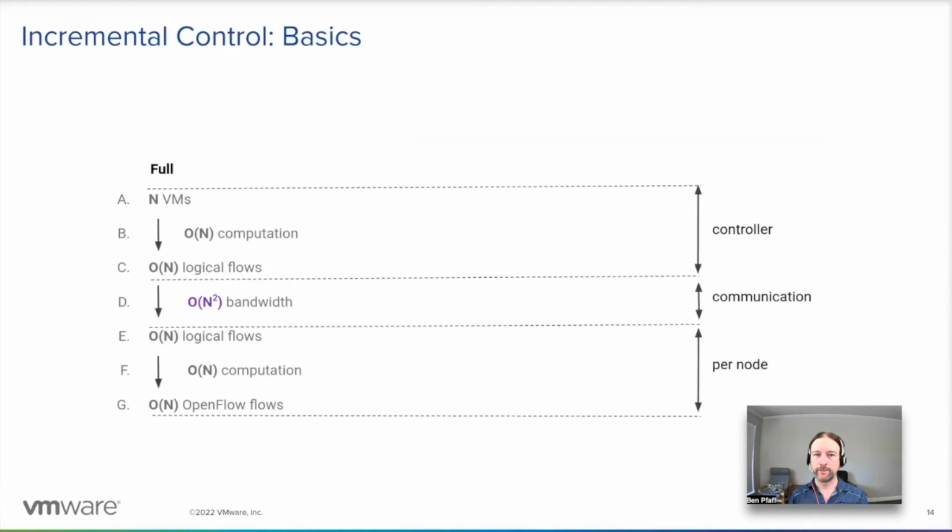And then in D, we replicate and we send all of that data to all of the nodes in the system, and then in E and F and G, those nodes take that data and compute on it locally and set things up so that they can implement the policy of the system on their local nodes. So in a typical system, you're distributing the full data, and then you're computing on the full data.